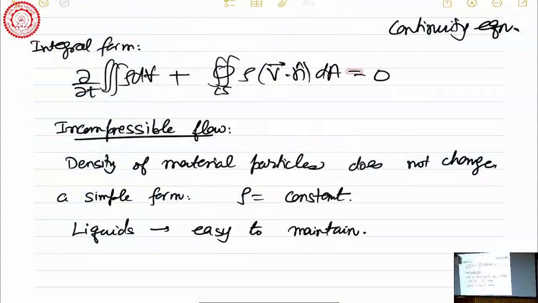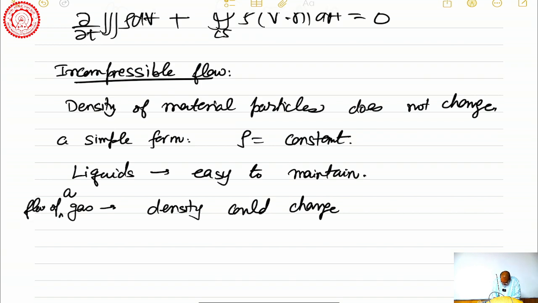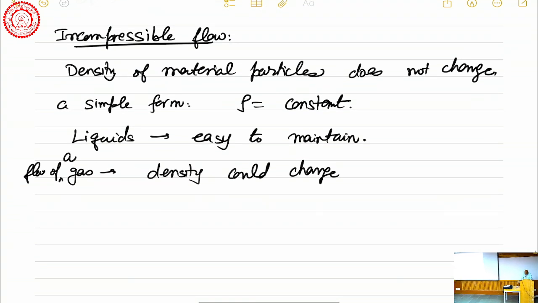In liquids, when we talk of typical flows, the density stays constant. But when we have flow of a gas, then its density could change, and the density will change either because of change with pressure or temperature. Because as we know, we take as two variables if it's an ideal gas. So rho would be a function of pressure or temperature. So in a gas it could change, and here I'm just giving you a rule of thumb.